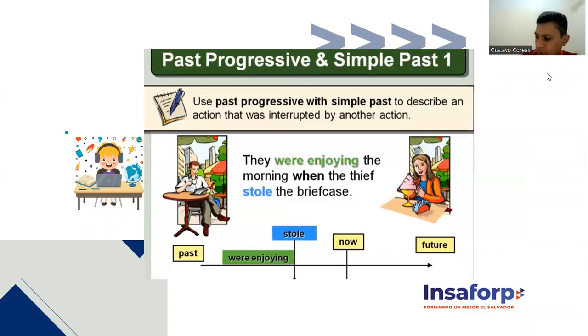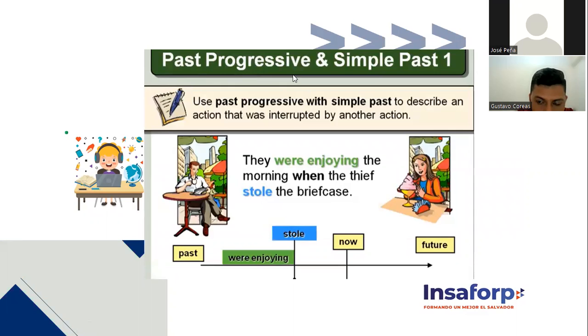They were enjoying the morning when the thief stole the briefcase. In this case, based on your comments, we have one action which is in progress in the past, right? But then we have another one, which is the simple past. And this one is the shortest one and also interrupts the longer action, which is the past continuous, okay? And this action is finished, right? It starts and it finishes. It's the shortest one. So once again, they were enjoying the morning when the thief stole the briefcase.